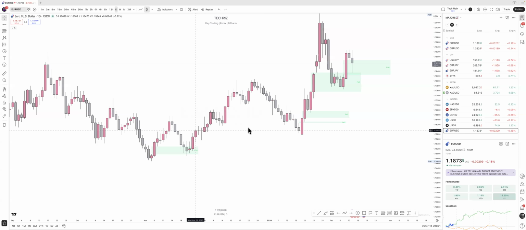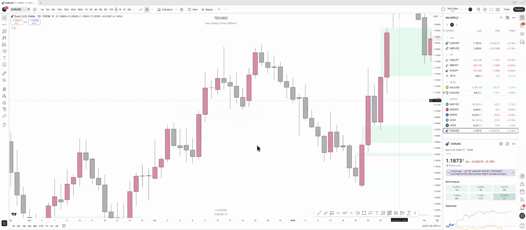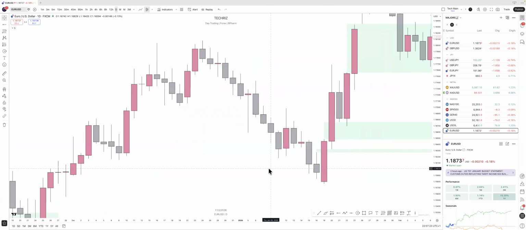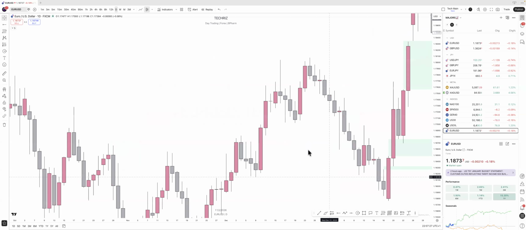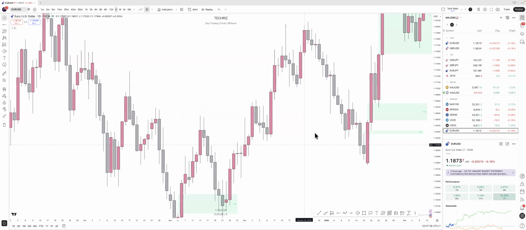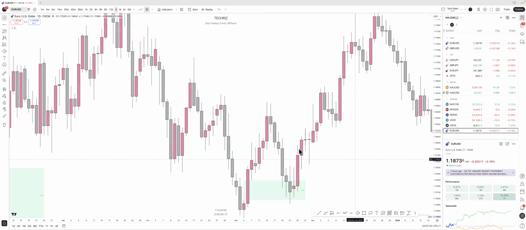FXCM has by far the worst chart. Sorry if you start to see lots of gaps. Trying to look for one on Euro USD. That was super clear. Super clear. All these things I've explained to you.